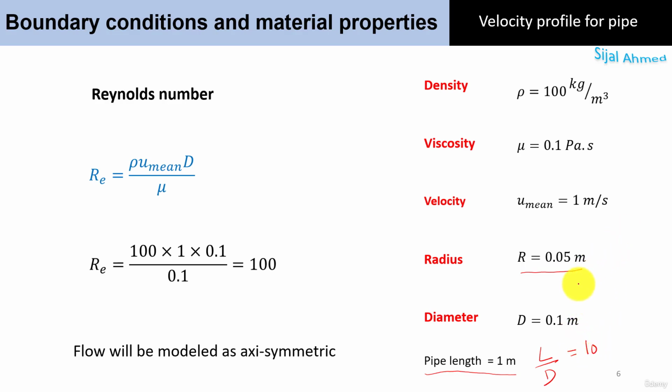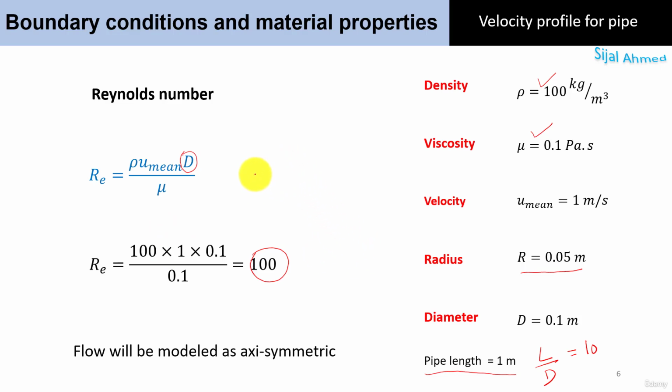And also I assume the values. Basically the Reynolds number should be matched, so I intend to keep the Reynolds number equal to 100. So I put the density equal to 100, viscosity as 0.1, or I can calculate viscosity from the Reynolds number, and the mean velocity is 1 meter per second, and the diameter is double the radius, which is equal to 0.1. So we get the Reynolds number equal to 100.